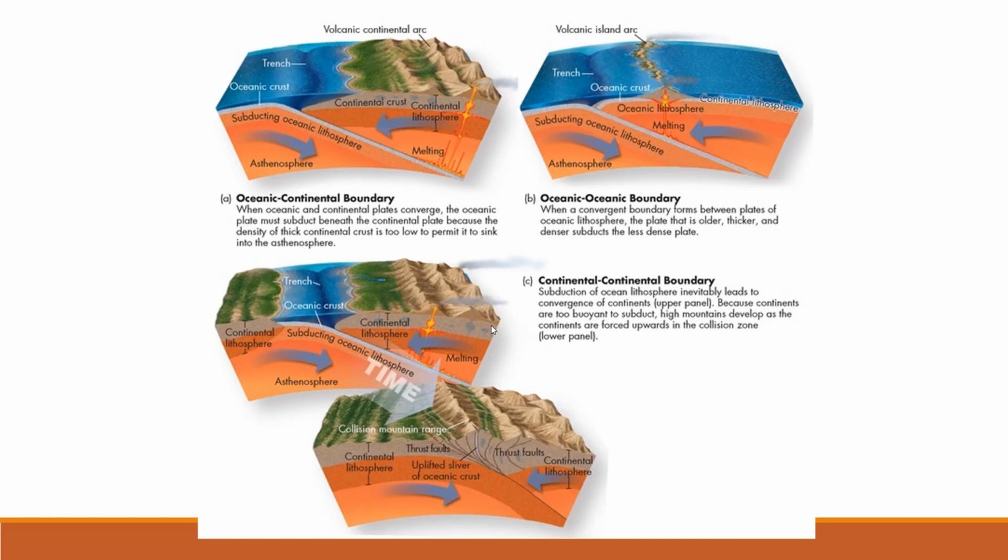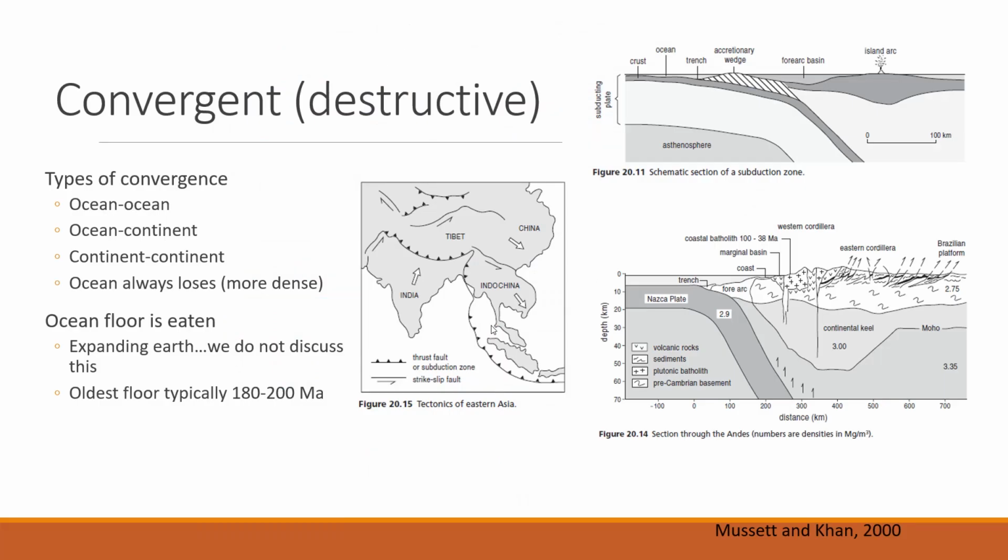We can also have ocean-continent. The ocean is always going to subduct beneath the continent. It's just more dense, so it's always going to want to go down. And then we can have continental collision, or continent-continent. This is going to happen when we run out of ocean and two continents come together. So convergent boundaries are destructive boundaries.